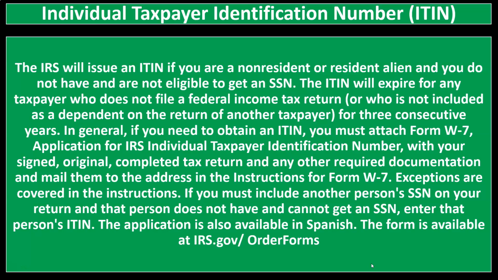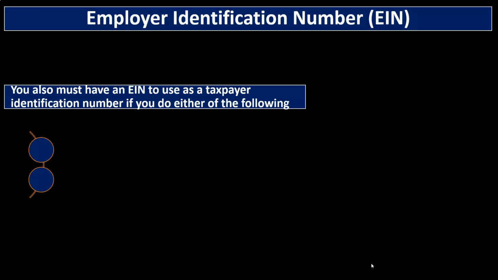In general, if you need to obtain an ITIN, you must attach Form W-7, application for IRS individual taxpayer identification number, with your signed original completed tax return and any other required documentation, and mail them to the address in the instructions for Form W-7. Exceptions are covered in the instructions. If you must include another person's social security number on your return and that person does not have and cannot get an SSN, enter that person's ITIN. The application is also available in Spanish. The form is available at irs.gov/orderforms. So that's going to be the process for the individual taxpayer identification number.